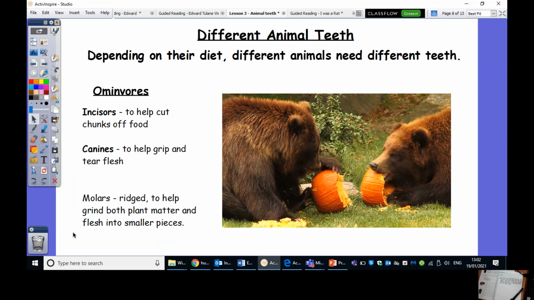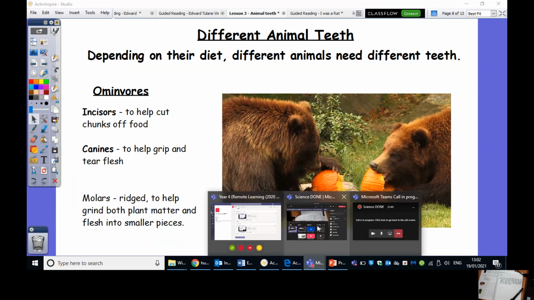Now, the reason that omnivores is quite straightforward is because what we've looked at for the last 2 weeks, the human mouth, that is an example of an omnivore. Humans are omnivores. So in fact, we actually know what teeth we have, and we've already been through that a bit. So omnivores have incisors to cut chunks of food, canines, remember, they tear into flesh, and then molars help grind and break down bits of plants and meat as well. So that one's quite nice and straightforward for us because we just need to think of the human mouth.